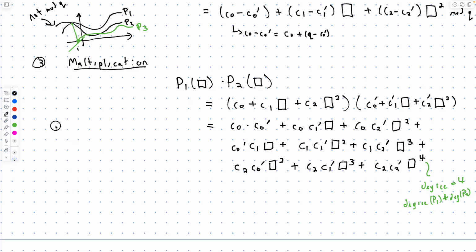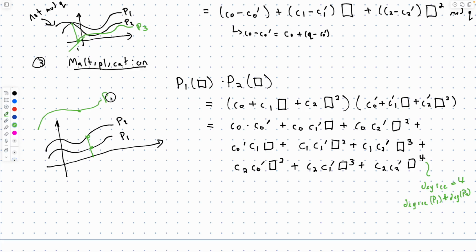Now, visually, what does it look like? Visually, it's actually the same. So if you have P1 and you have, say, P2, then P3 at any point is going to be the product of what it is at P1 times what it is at P2. So you'll get something up here. If you think about coefficients, you have a long multiplication. But if you think about the points on the polynomial, they do just multiply together.